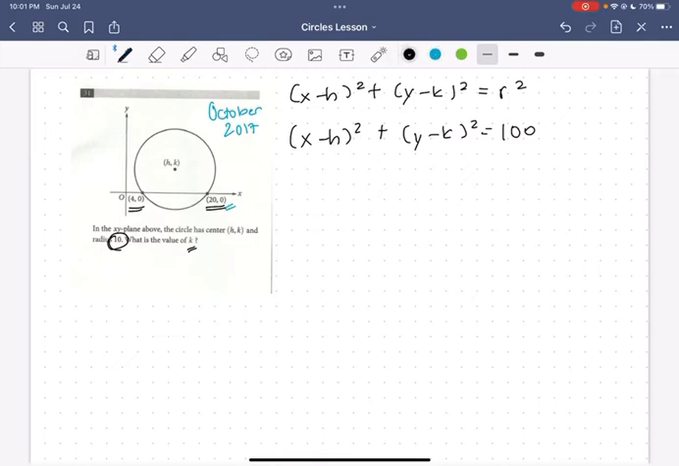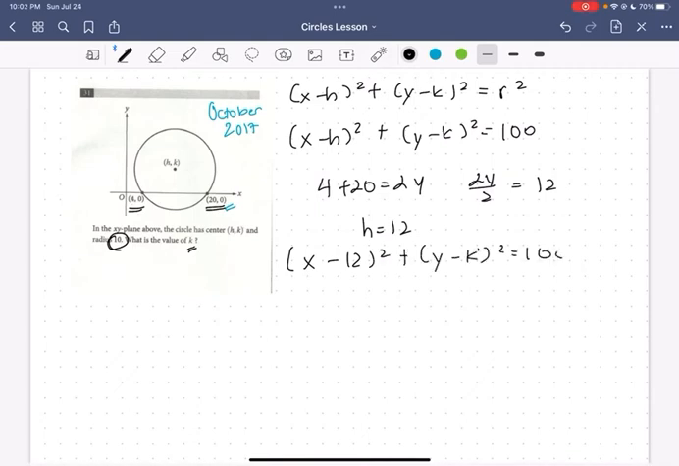So let's solve for h. 4 plus 20 equals 24. 24 divided by 2 is 12. Okay, great. So now we found that the h value is 12. Now, I'm going to plug in right now (x minus 12) squared plus (y minus k) squared equals 100.